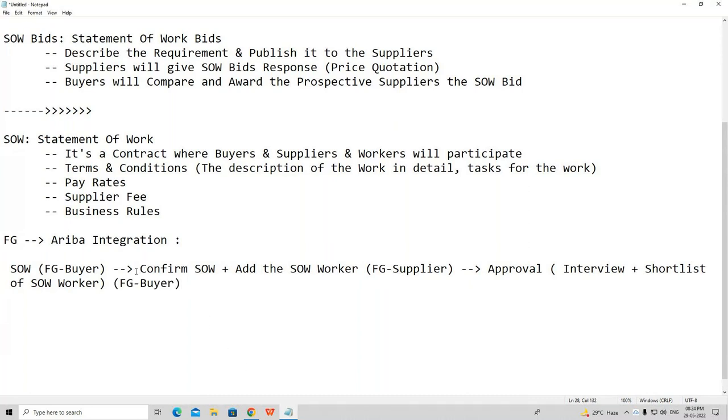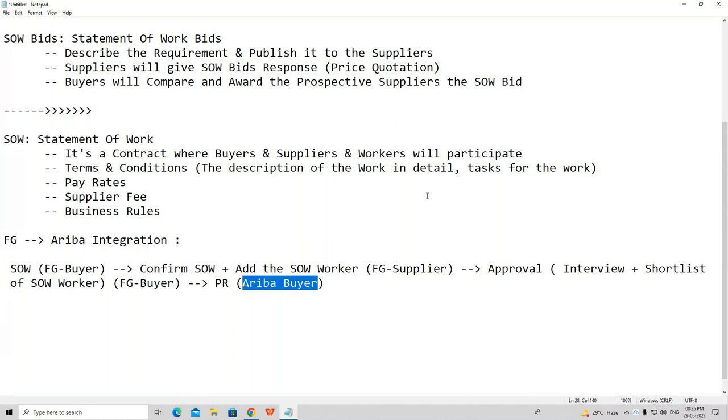So here, worker is not coming into the picture at all. Shortlisting of the worker has happened. Now the PR will get created. Where? In Ariba buyer. Those of you who know about Ariba will know what Ariba buyer is, but for those who don't, you have to remember, Ariba buyer is the portal where the buyer will log in. There's another portal in Ariba called Ariba network. That is where the supplier will log in.